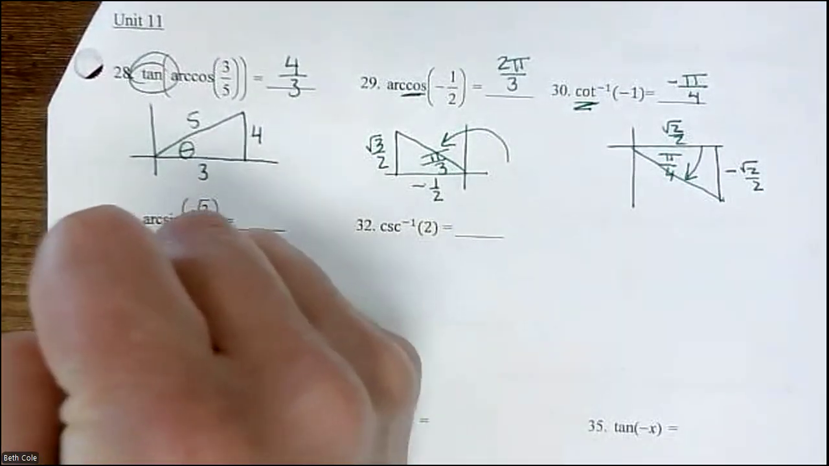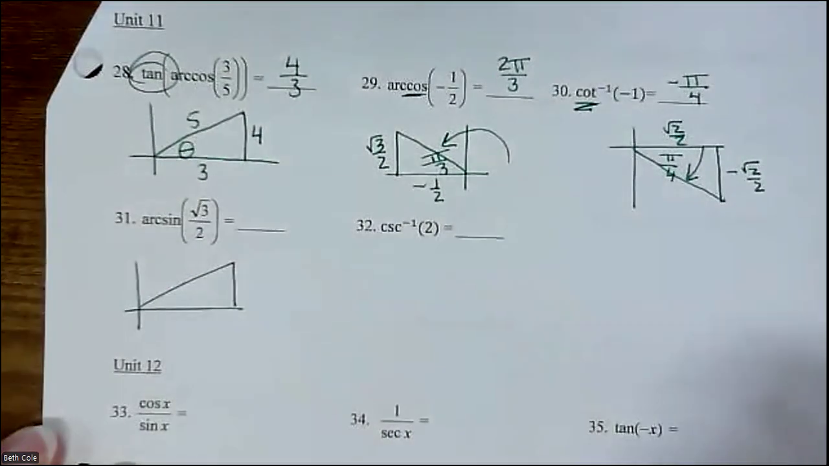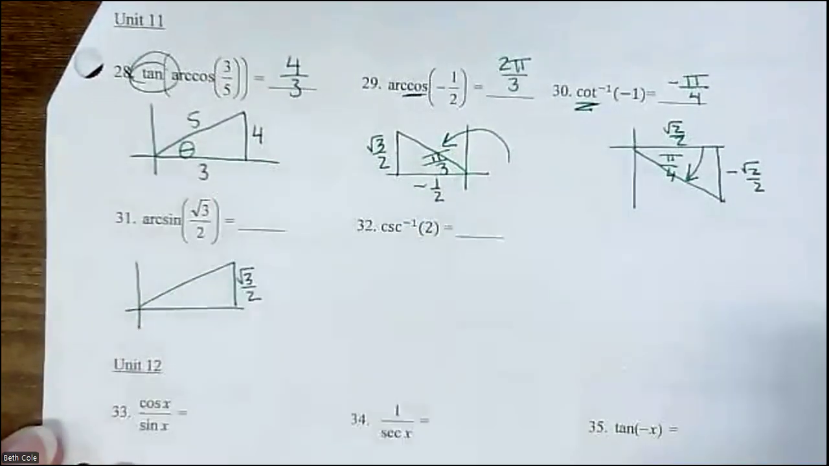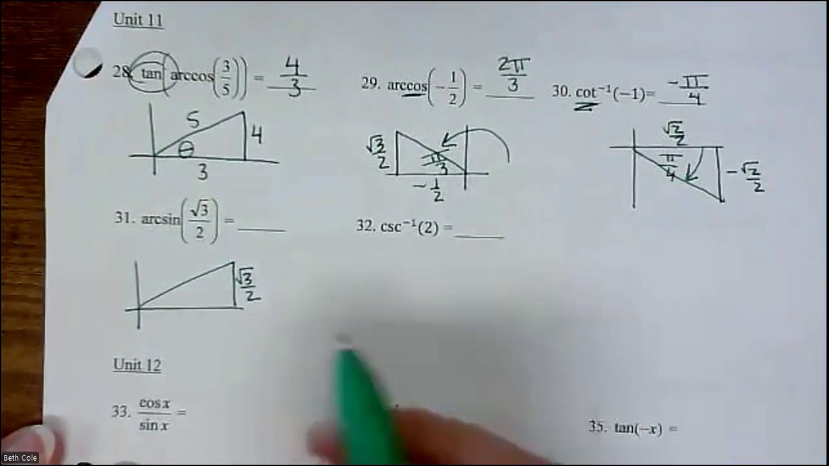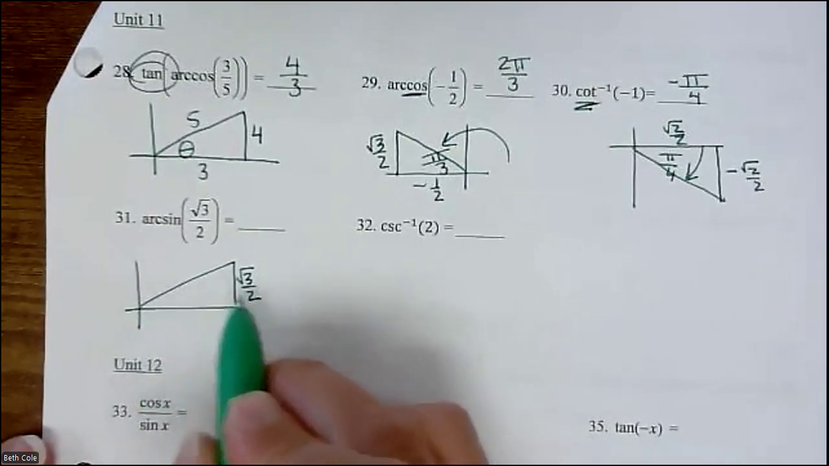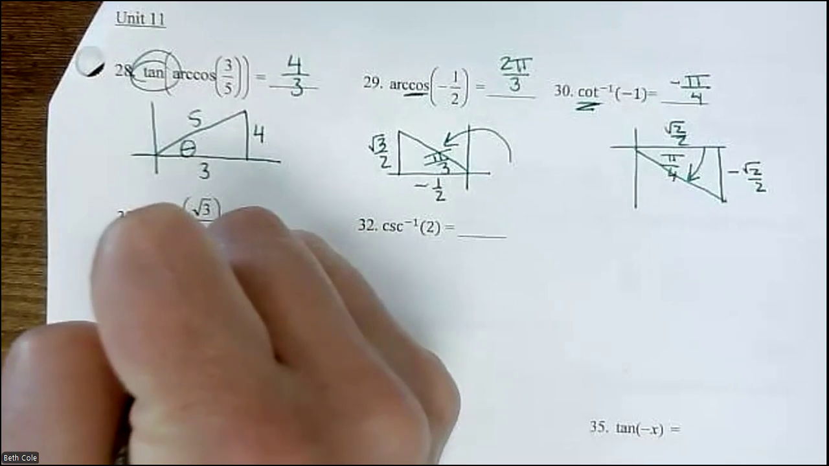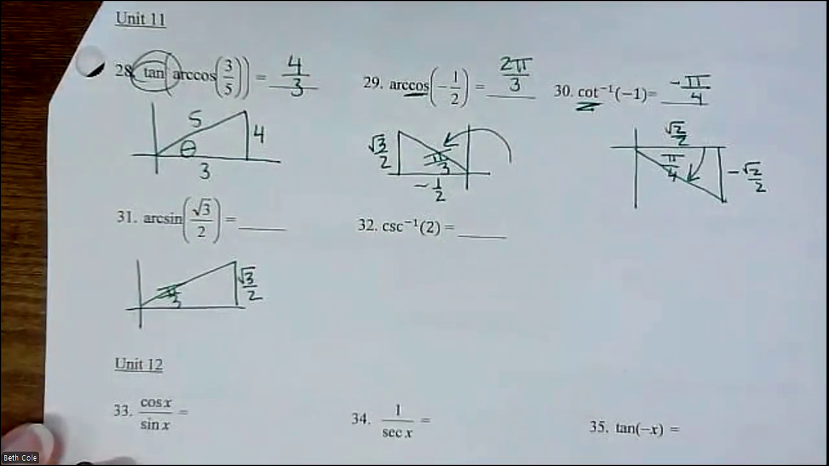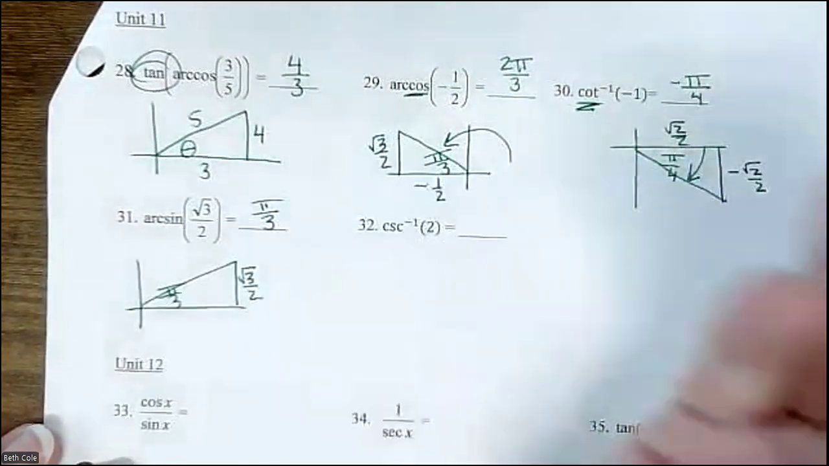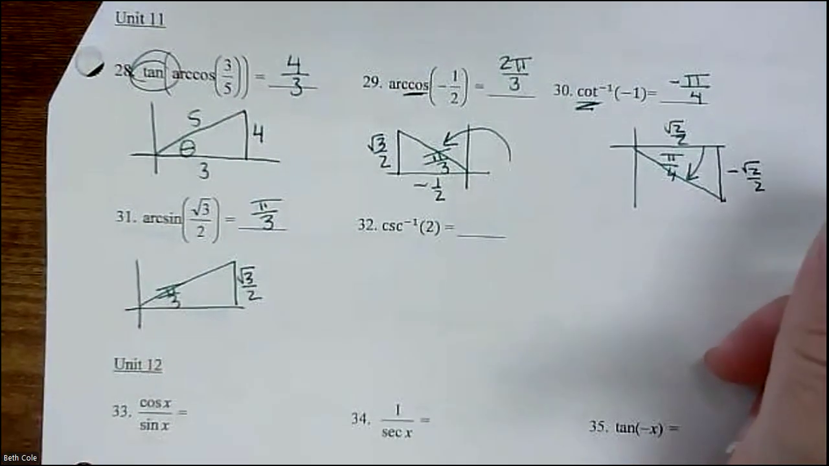All right, this one's positive, so quadrant 1. Sine is the y value. And so what's your angle that's across from square root of 3 over 2? Yeah, pi over 3. And if you're in quadrant 1, that just is your answer.